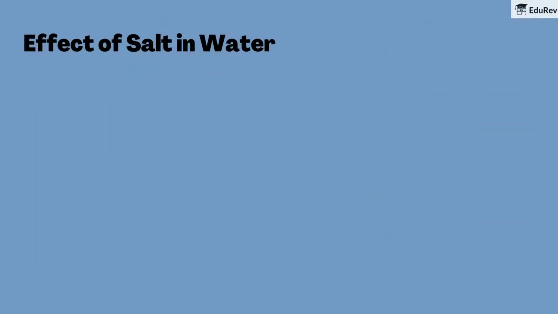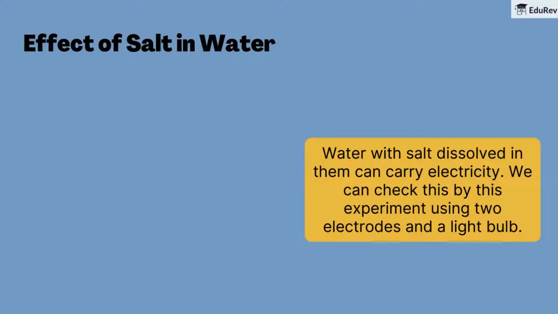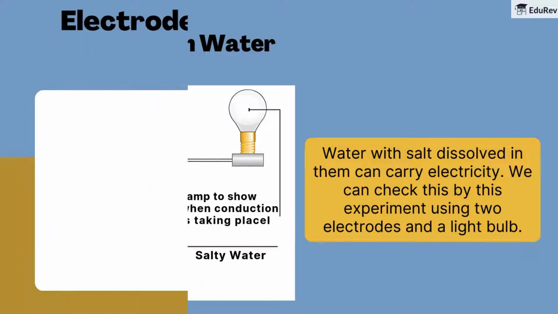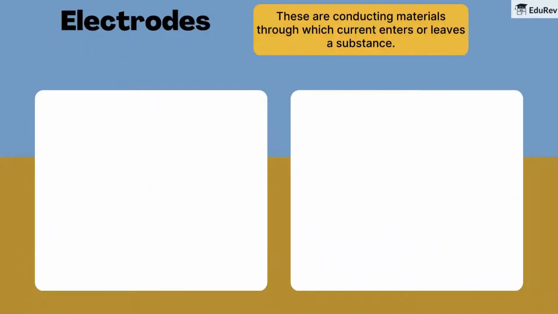Let us see the effect of salt in water. Water with salt dissolved in it can carry electricity. We can check this by this experiment using two electrodes and a light bulb. But first of all, let us understand what electrodes are. Electrodes are conducting materials through which current enters or leaves a substance.